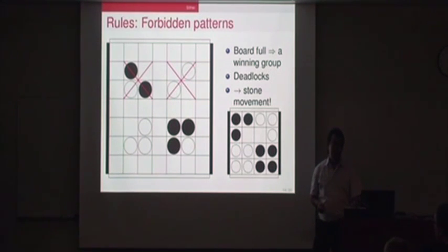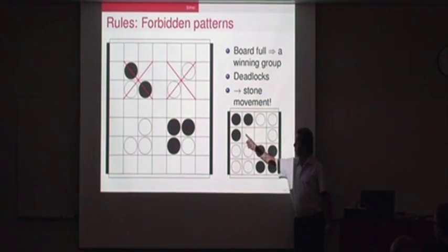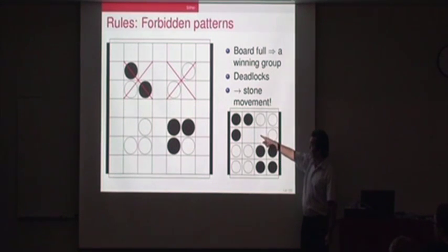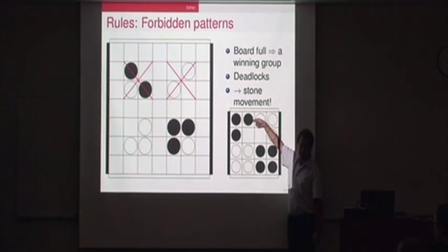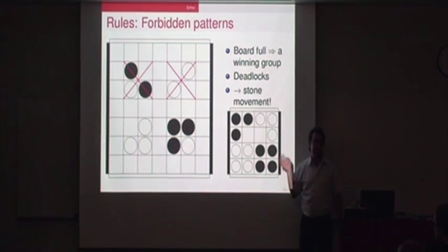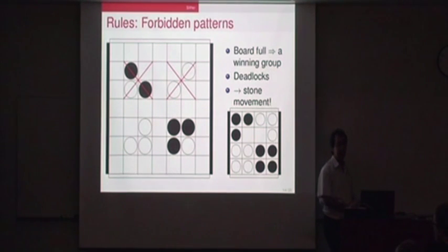Okay? You still get two deadlocks. This would be a deadlock. You cannot play a black stone here because you would have the forbidden pattern with this one. You cannot play a black stone there because you would have the forbidden pattern with this one. And for symmetrical reasons, you can't play a white stone in either cell. So this would still be a draw because there's no legal move for either player.